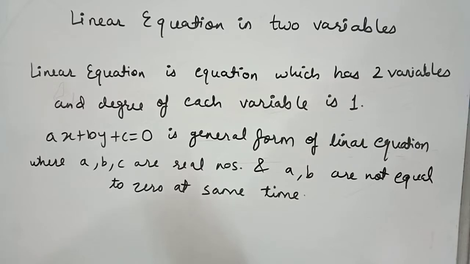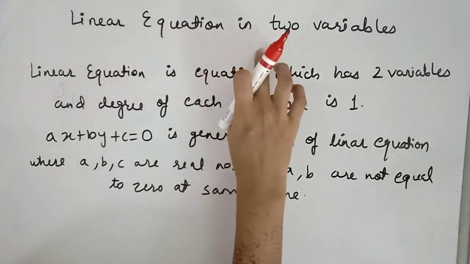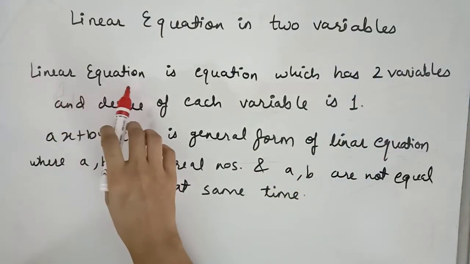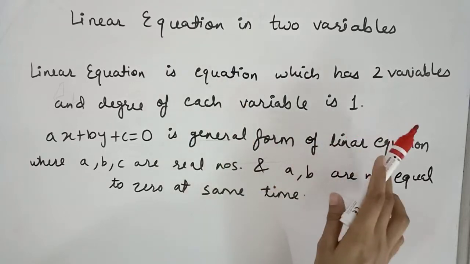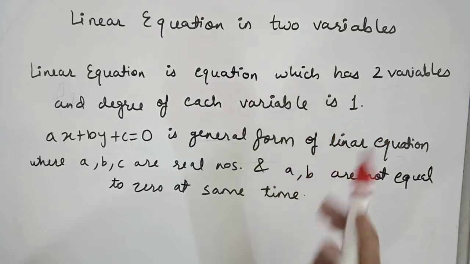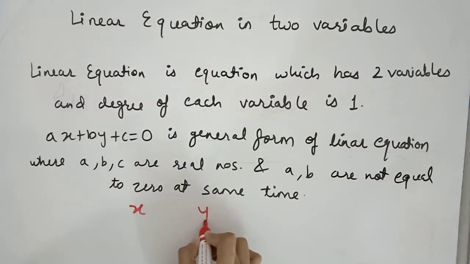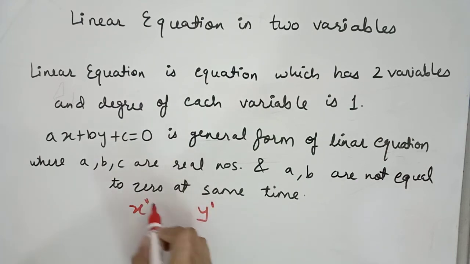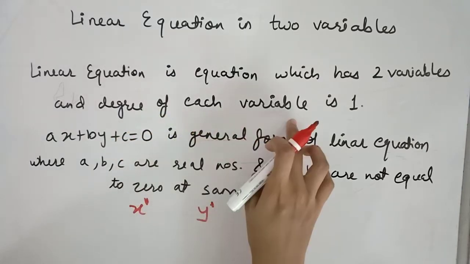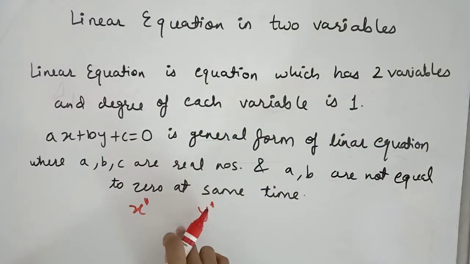Hello friends, today our topic is linear equation in two variables. Now what is a linear equation? A linear equation is an equation which has two variables and the degree of each variable is 1. Suppose we take two variables x and y. The degree of both variables should be 1. So the equation which has two variables whose degree is 1, such an equation is known as a linear equation.